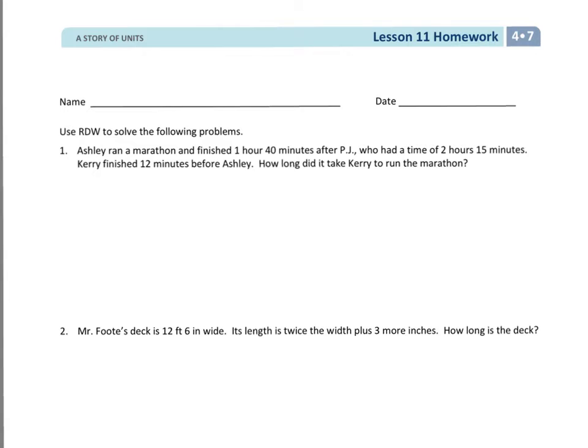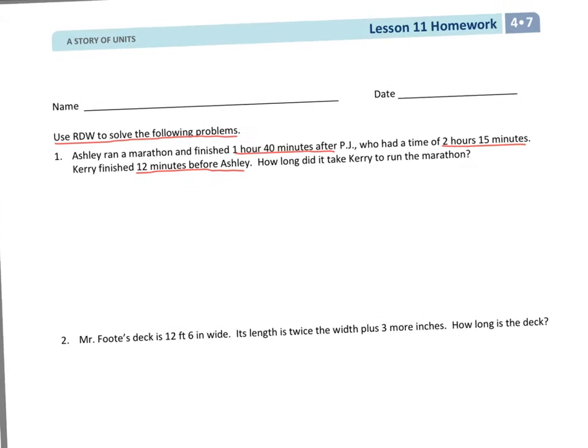The directions for number 1 state, use RDW to solve the following problem. So, the first thing I need to do is read the question, and for number 1 it says, Ashley ran a marathon and finished 1 hour and 40 minutes after PJ, who had a time of 2 hours and 15 minutes. Carrie finished 12 minutes before Ashley. How long did it take Carrie to run the marathon?